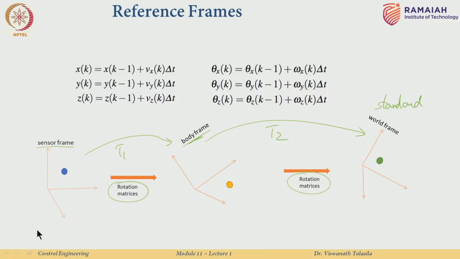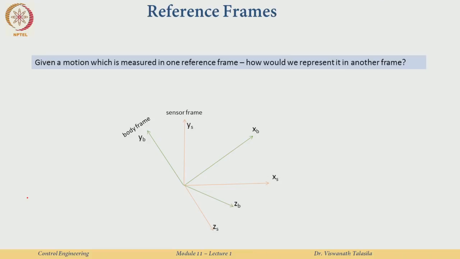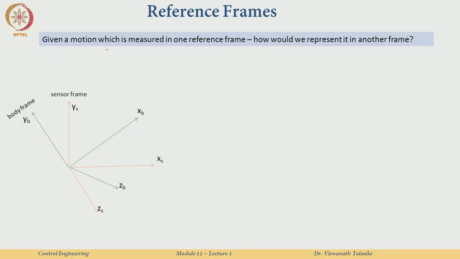We will start with a very simple example, but let's frame the question properly. The question would be: given a motion which is measured in one reference frame, let us say the sensor reference frame, how would you represent this motion in another reference frame, let us say the body reference frame? That is the basic question which we are asking. So, given a motion measured in one reference frame, how would we represent it in another reference frame?